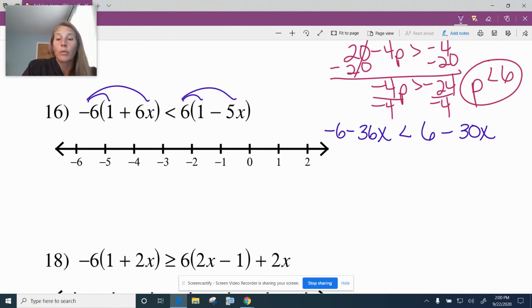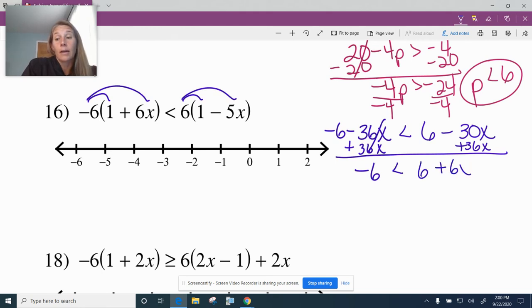So this time I'm going to bring my 36x over to the right. Last time I brought them to the left. This time I'll bring them to the right just so you can see the difference. So I have negative 6 is less than 6 plus 6x. Now I'm going to subtract this 6 and bring it over to the left. So I have negative 12 is less than 6x.